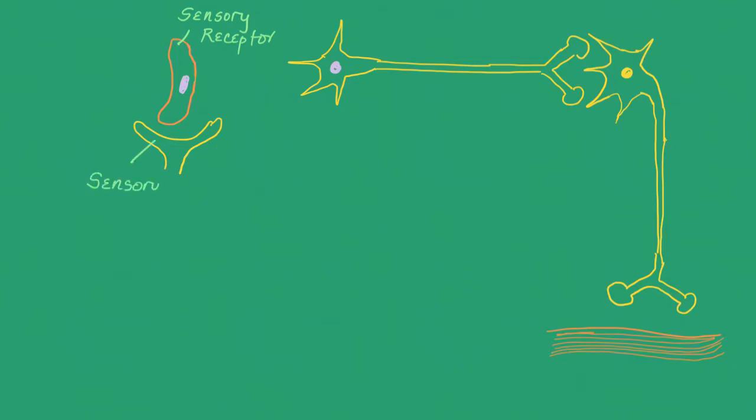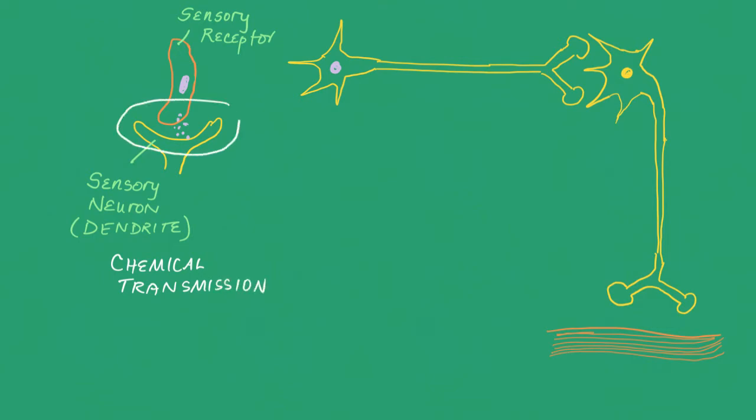So here we have a synapse between a sensory receptor and a sensory neuron. Notice that there is a gap between these two cells, and that gap must be bridged by a chemical. This chemical is made by the presynaptic cell and it's sent to the postsynaptic cell. The type of transmission that occurs here is a chemical transmission and not an electrical transmission.